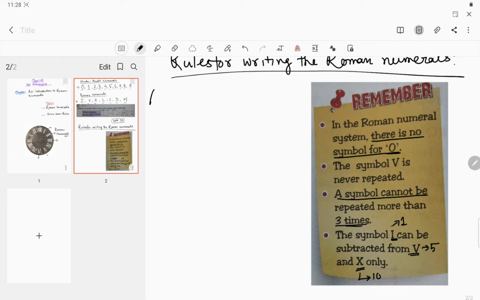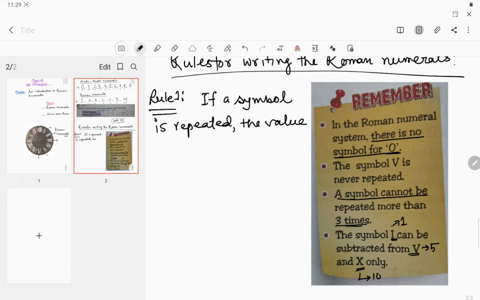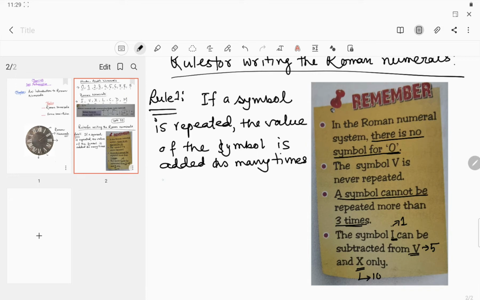So rule number one: if a symbol is repeated, the value of the symbol is added as many times as it is repeated, right?